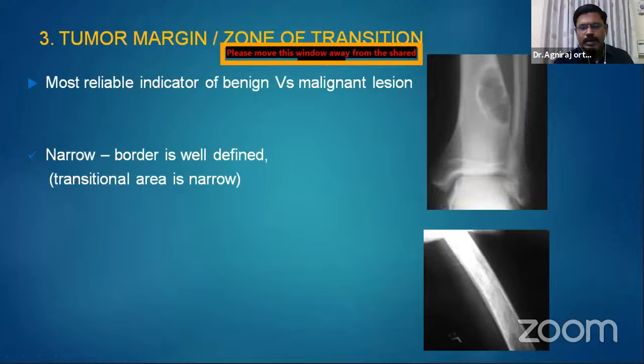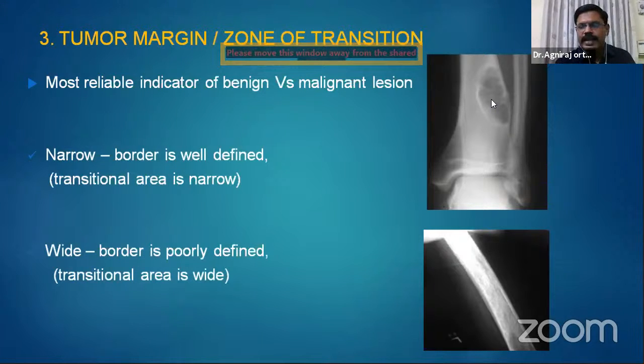So what do you mean by border is well defined? So the transitional area is narrow. What do you mean by transitional area? So this is the lytic lesion, this is the normal bone. So in between this, if you want to draw the margins, you can draw with a fine point pen. If you take a pen and mark, you can easily mark the margin. So it is a well-defined lesion. Sclerosis, maybe it is a sclerosis. So if it is a well-defined margin, it denotes benign lesion. Simple. It denotes benign lesion.